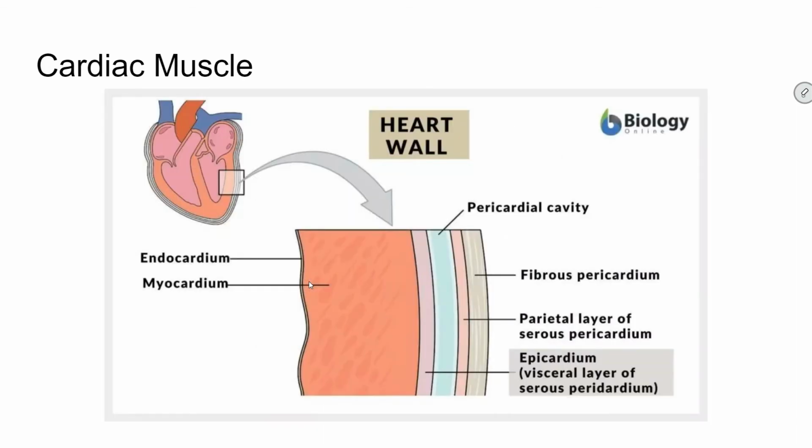There are three types of muscles found in the heart. The whole of it is called cardiac muscle, but there are three layers of the heart wall. There's the epicardium, the outermost layer, the visceral layer. There's the myocardium. Myo is the middle or the muscle. This is most of it. Most of the heart is the myocardium.